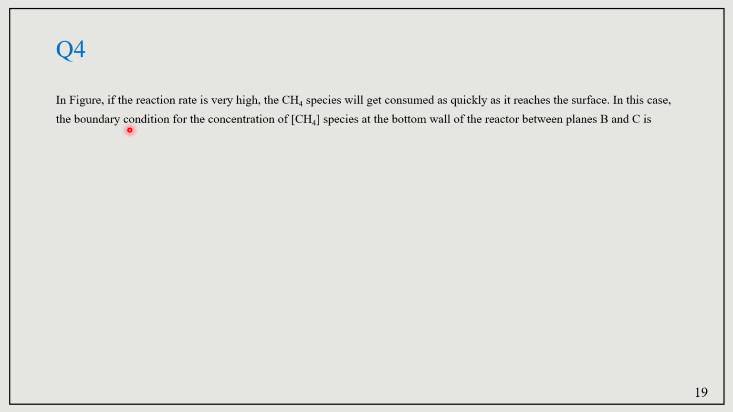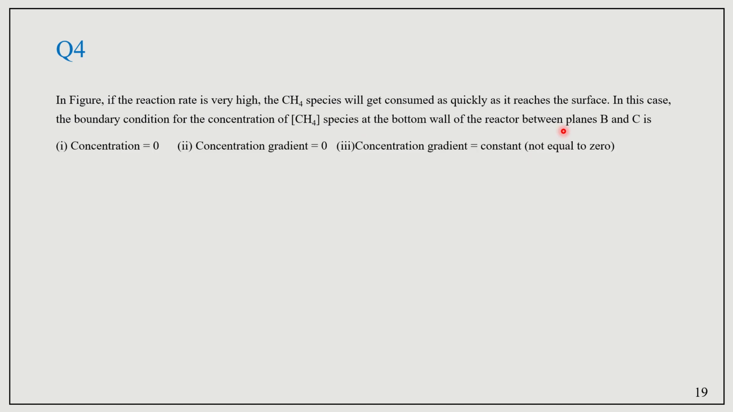Now moving on to question 4. In the figure, if the reaction rate is very high, the methane species will get consumed as quickly as it reaches the surface. In this case, the boundary condition for the concentration of methane species at the bottom wall of the reactor between planes B and C is dash. First one, concentration is equal to 0. Second one, concentration gradient is equal to 0.